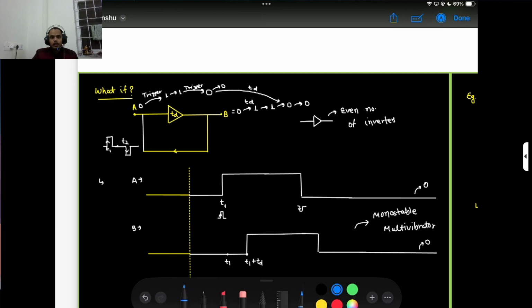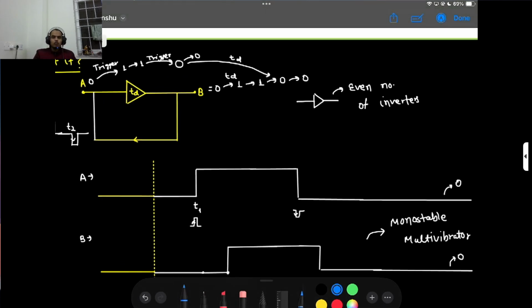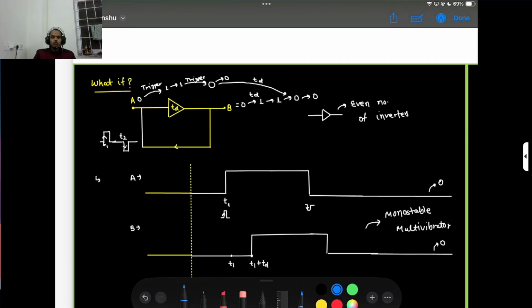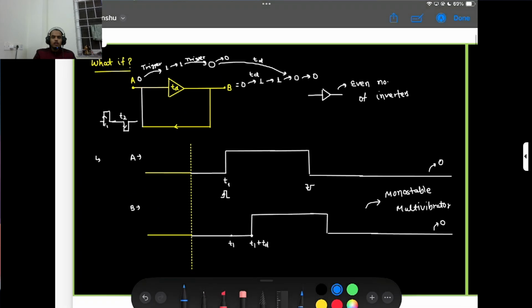What if A equal to 0? Trigger 1, trigger 0, TD. So A equal to 0. After TD delay, what is the TD? TD is basically the delay, with an even number of inverters there.